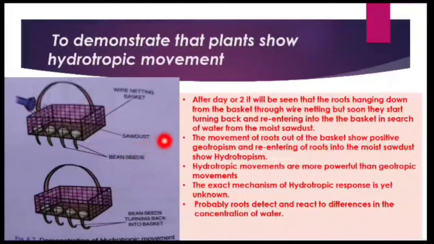So observation: after a day or two it will be seen that roots hang down from the basket through the wire netting, but soon they start turning back and re-entering the basket in search of water from the moist sawdust. The movement of roots out of the basket shows positive geotropism, and re-entering of roots into the moist sawdust shows hydrotropism. Hydrotropic movements are more powerful than geotropic movements. The exact mechanism of hydrotropic response is yet unknown. Probably roots detect and react to differences in the concentration of water.